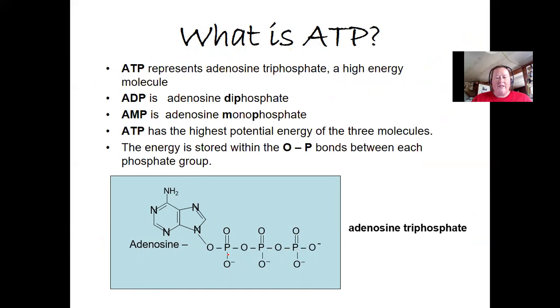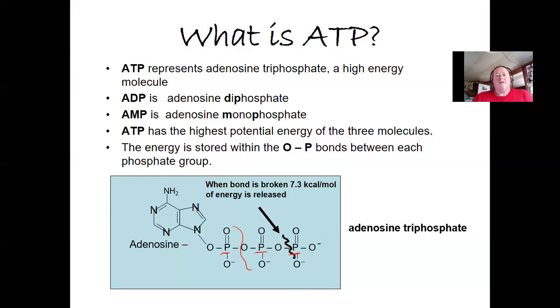So here we see 3 phosphates. That is adenosine triphosphate. Now, when the energy is obtained from this high energy molecule, it gets turned into adenosine diphosphate. So the energy is stored in particular within this oxygen phosphorus bond between each of the phosphate groups. We can also get the cleaving here to form an adenosine monophosphate. That's not really a focus of our discussion in metabolism.